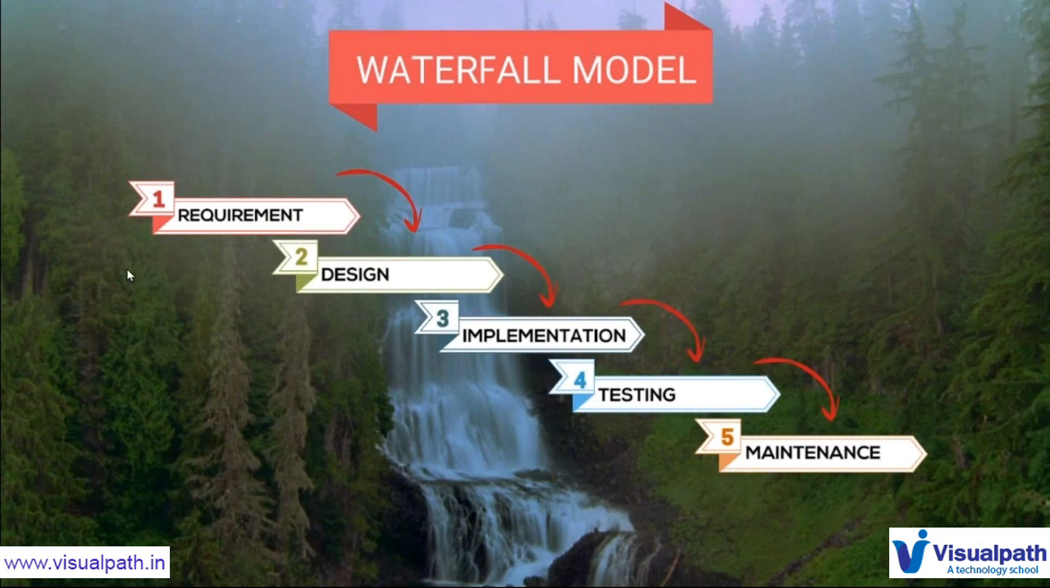First phase is requirement gathering. When this phase completes, then the next phase starts, which is designing. And that's why it's called waterfall. When this is full, it goes to the next level. When the designing is completed, then it goes to the next phase, which is implementation. Developers writing code and building.